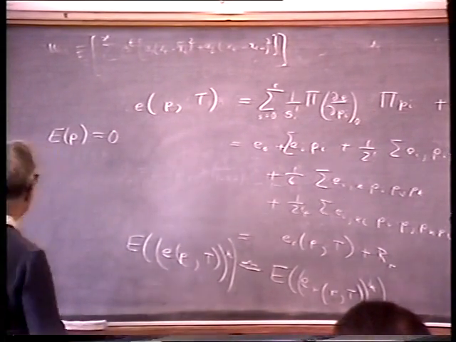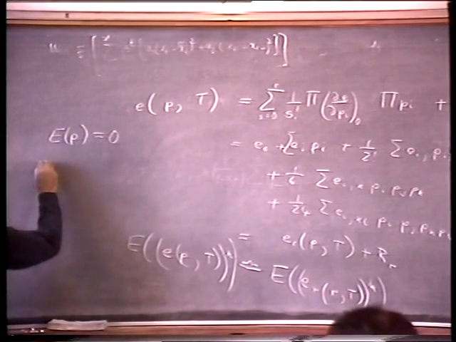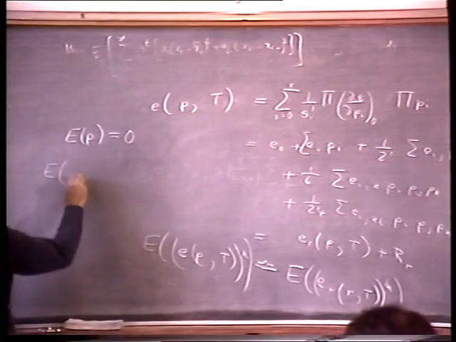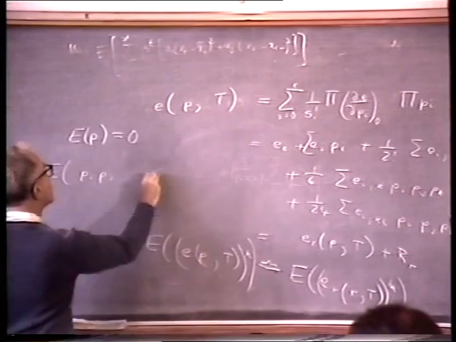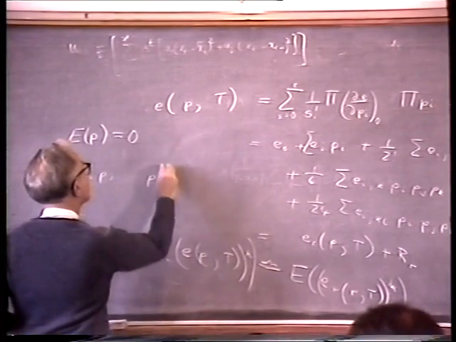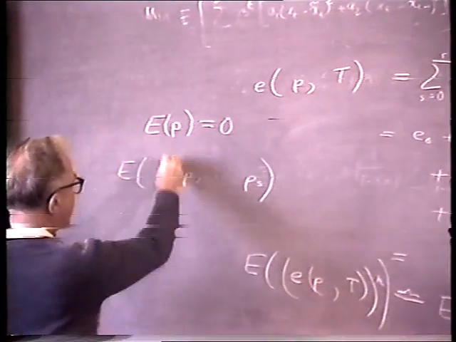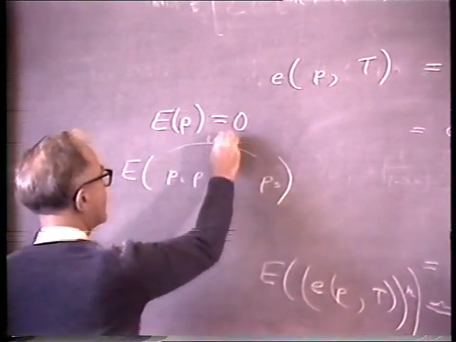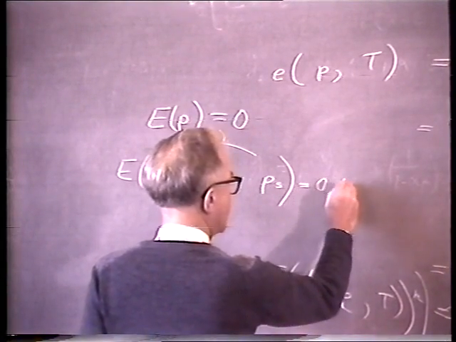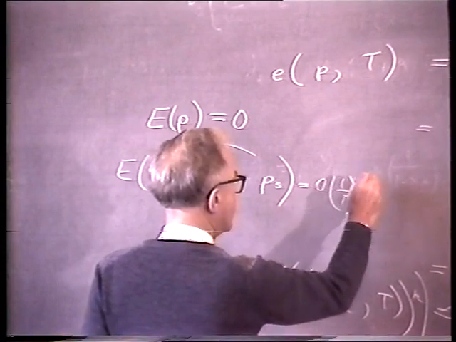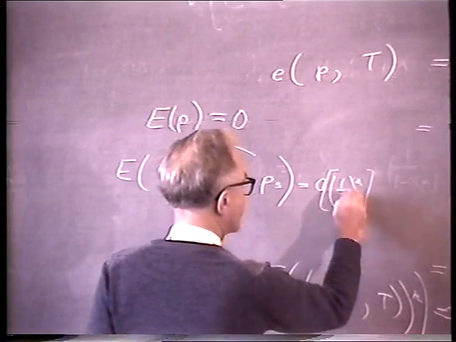usual properties. The usual properties that one is going to assume is that if you take any product of P's up to, say, A terms, then the moment is order 1 upon T to the half A.